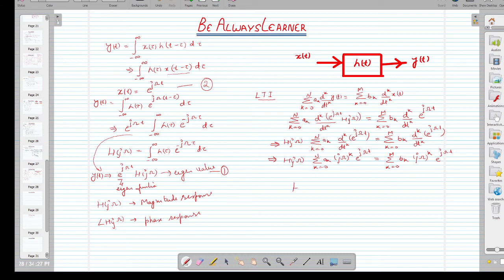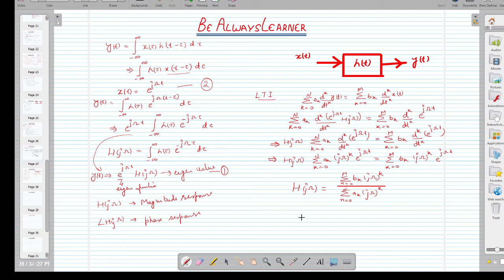Now we can find out the value of H(j omega), that is equal to summation k equal to 0 to M b_k (j omega) raised to the power k, divided by summation k equal to 0 to N a_k (j omega) raised to the power k. So that is how we are going to have the H in the frequency domain.